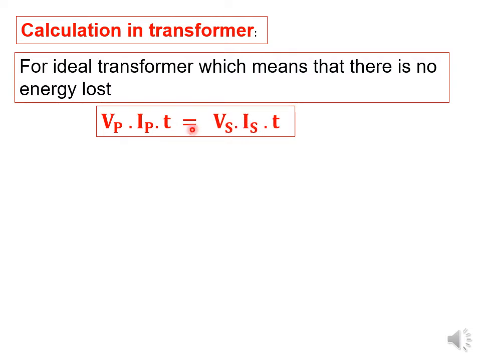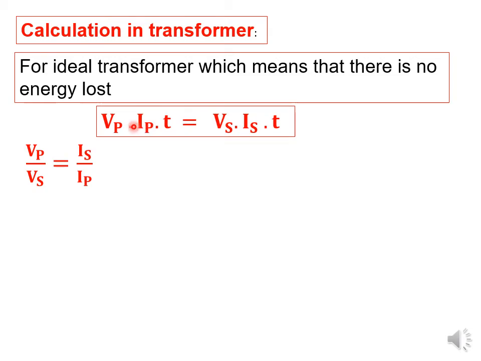T is the time. يبقى هنا الانبوت انرجي V primary I primary T equal output energy V secondary I secondary T. This means that we have ideal transformer in which there is no loss of energy. طيب from that equation we can find that V primary divided by V secondary, potential difference between ends of primary coil to potential difference between ends of secondary coil, equal current passing through secondary coil divided by current passing through primary coil.